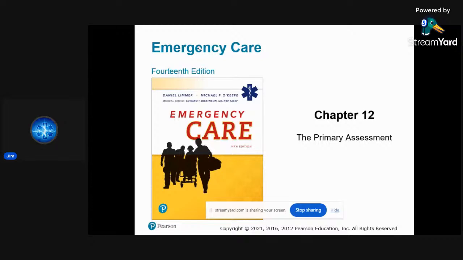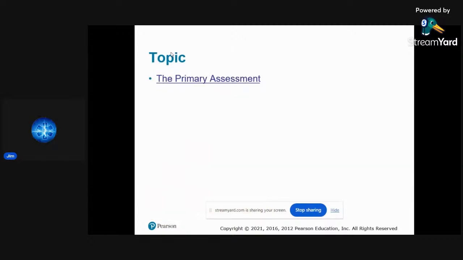Okay, now we're going to talk about Chapter 12, the primary assessment. Of course, the topic is the primary assessment.